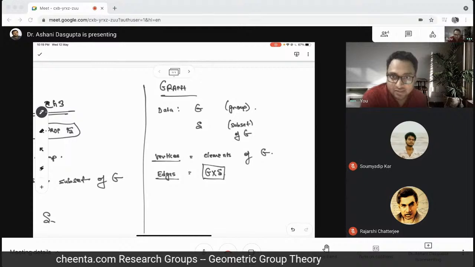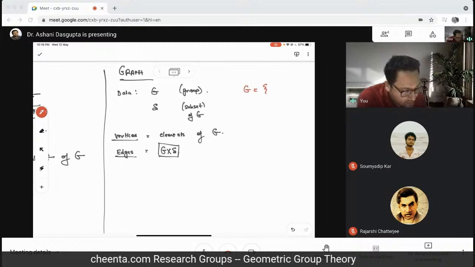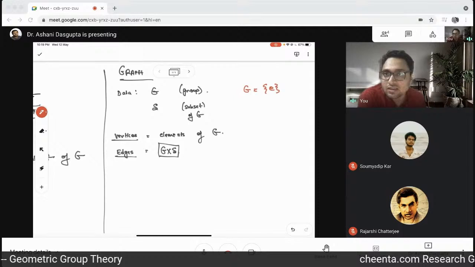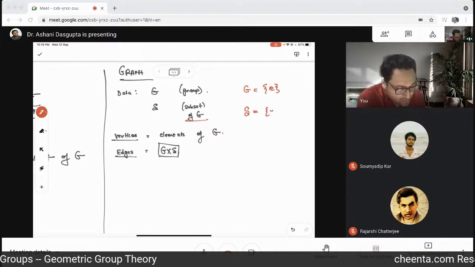This is actually quite simple. I'll tell you what it means. Suppose G contains only one element, which you can denote by e or small s or whatever. Now, capital S is a subset of G. So you really don't have much choice. If you want to take it as a non-empty subset, then you can also take capital S as small e.